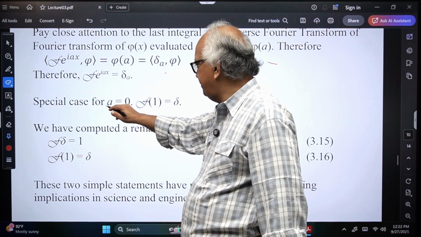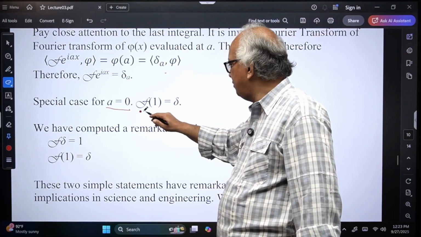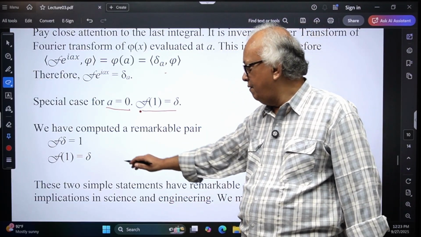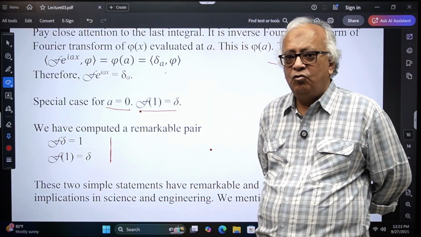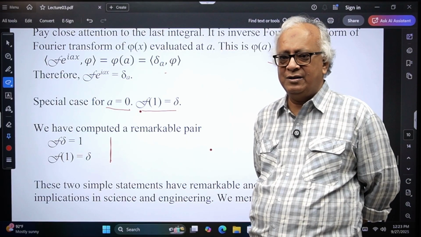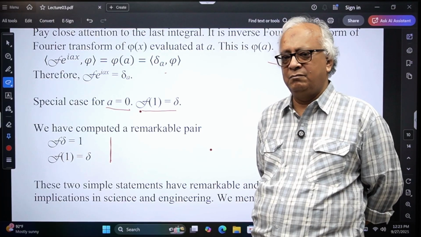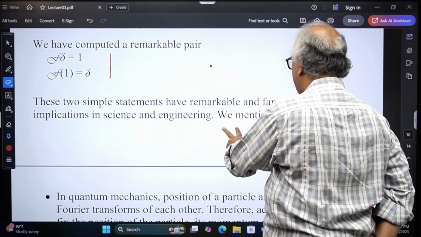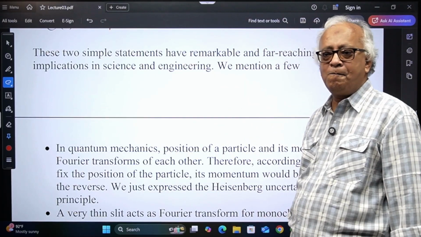Special case, when a equal to 0, Fourier transform of 1 is delta. We have computed a remarkable result. Fourier transform of delta is 1 and Fourier transform of 1 is delta. Remarkable. These two simple statements have remarkable and far-reaching implications in science and engineering.